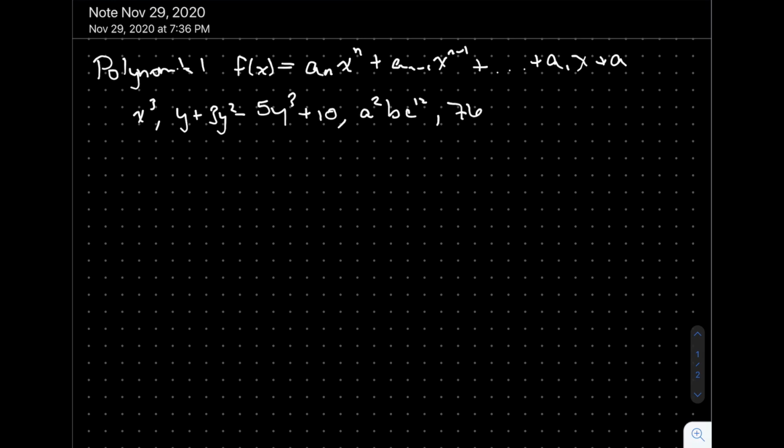So the important distinction is that each term in a polynomial is separated by addition or subtraction. So x cubed is a monomial because there's no addition and subtraction going on. The one that usually trips people up is a squared bc to the 12th. Even though it has 3 variables, this is still a monomial. And 76 is also a monomial because there's no addition, no extra variables. Which means our only not monomial is the polynomial with 4 terms, y plus 3y squared minus 5y cubed plus 10.